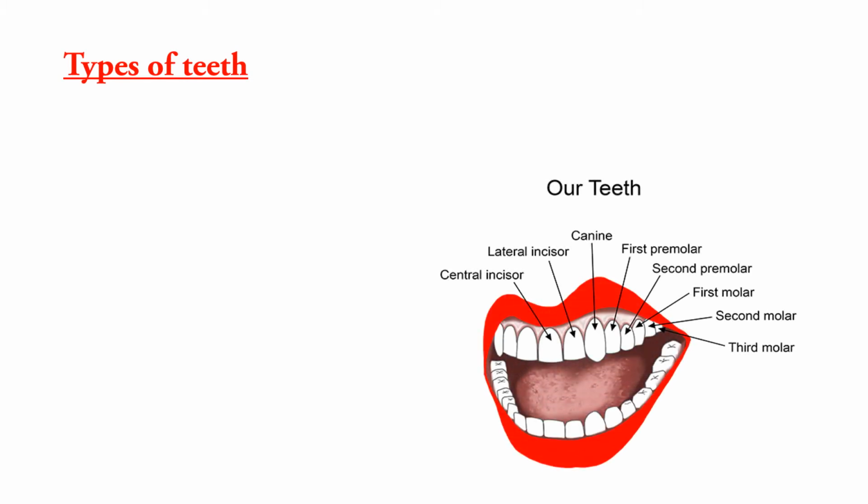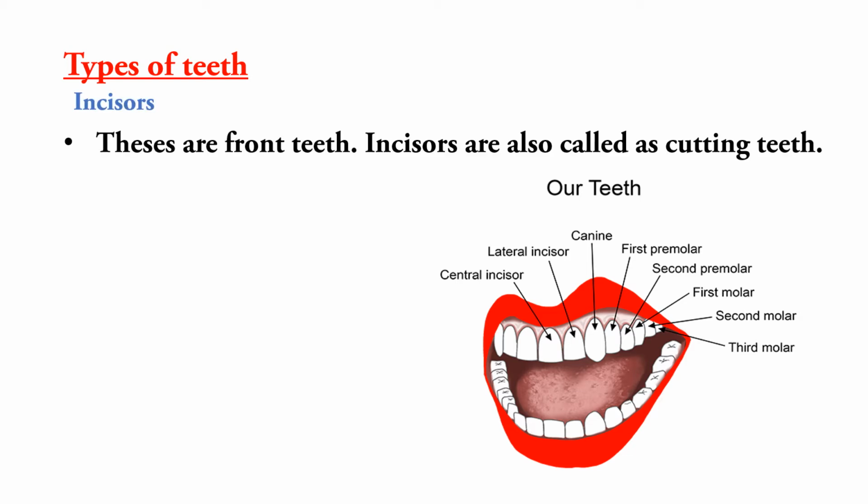Types of teeth. There are 4 types of teeth we have. The first type of teeth is incisors. Incisors are the front teeth. They are also called cutting teeth. Incisors are often the first adult teeth that grow in after our primary teeth.